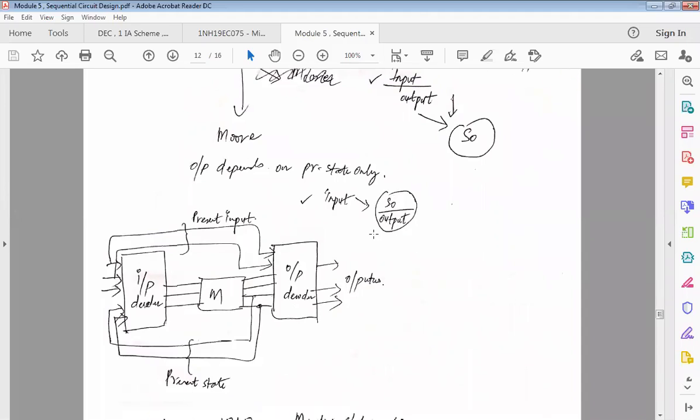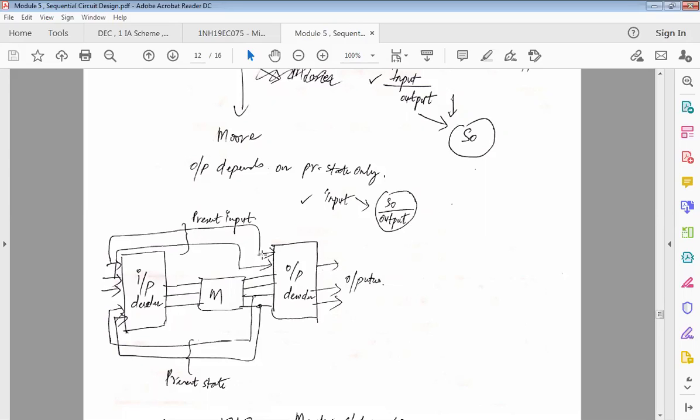So in this diagram, you can understand that there's an input. Let's say, for example, there's a decoder. So you have an input. You have M, which means memory. Please make note, it's a memory. So input, decoder, memory. The output of memory is going to be state, and it is connected to an output decoder. So ultimately, from the decoder, we get the outputs.